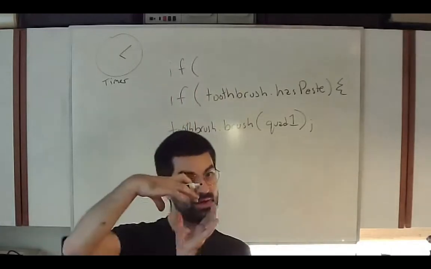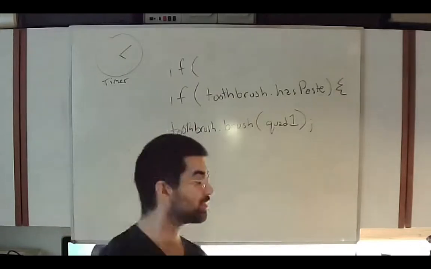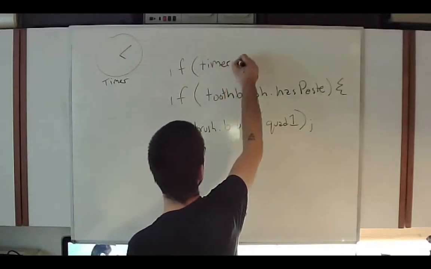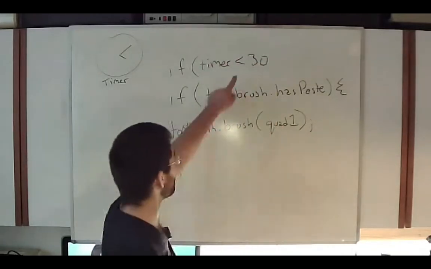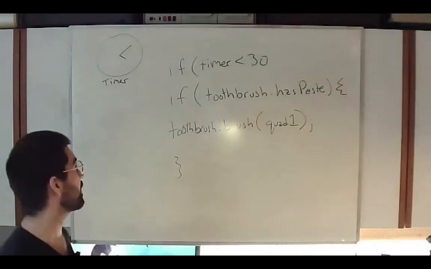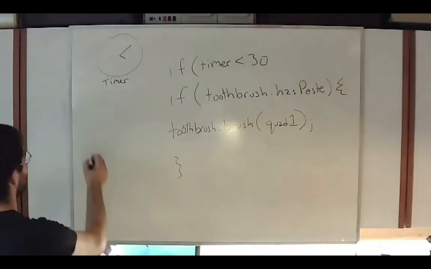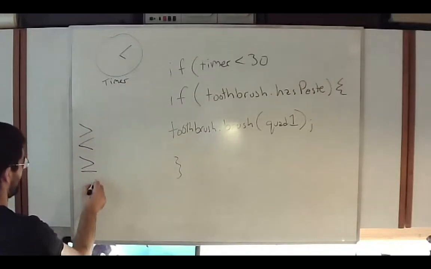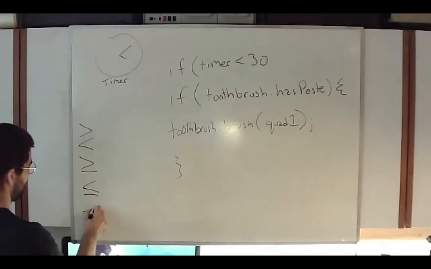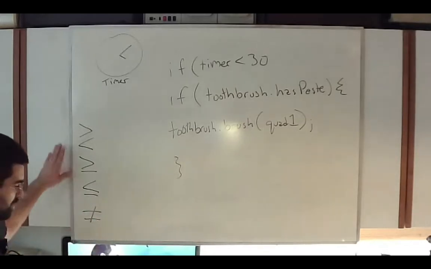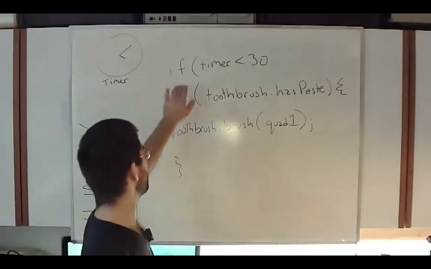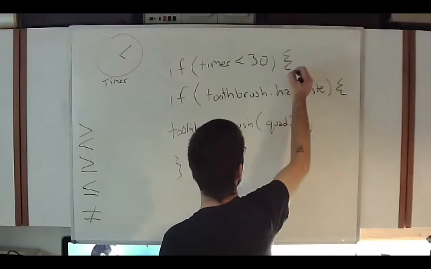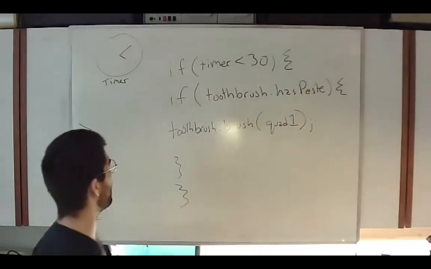So we can have our conditional statement inside of another conditional statement. So if timer is less than 30 seconds. So you remember your comparators, I hope, from math class: greater than, less than, greater than or equal to, less than or equal to, not equal to. We'll go over those in a moment, but if timer is less than 30, then I'll do my curly bracket and I'll just go around everything else.